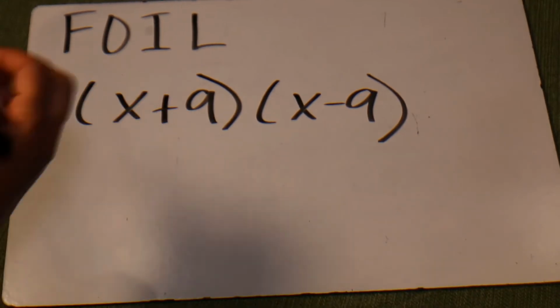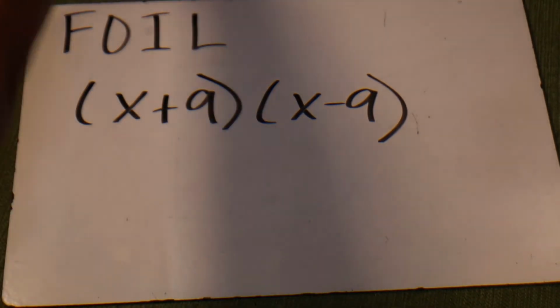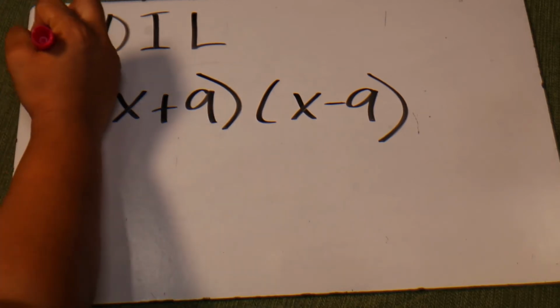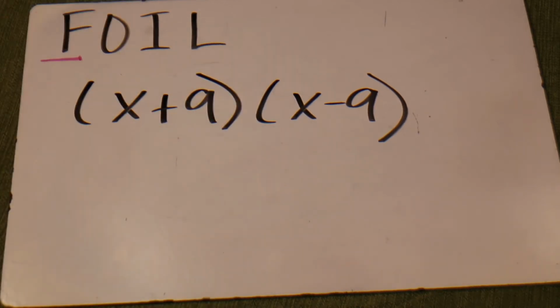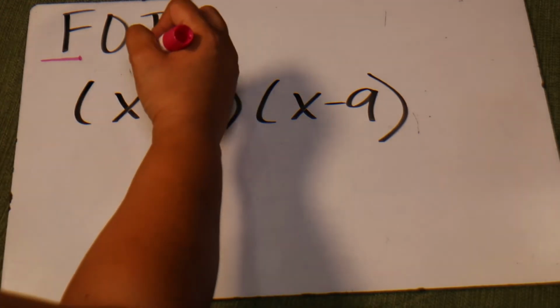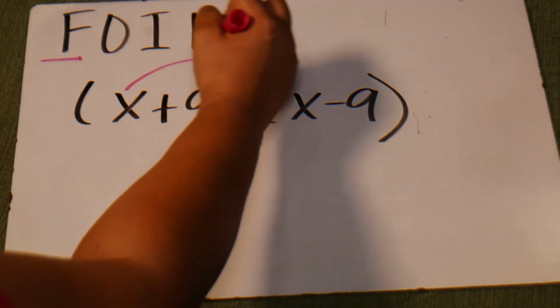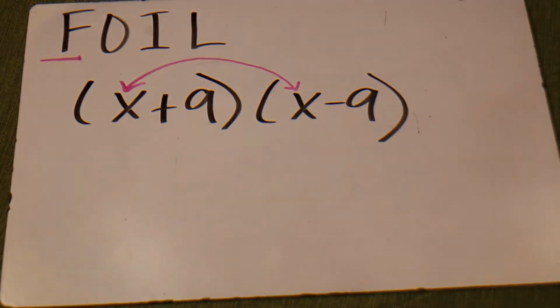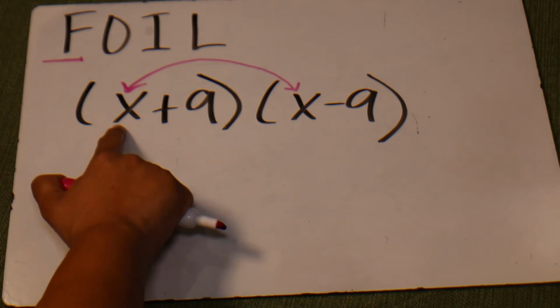So the first thing we do, let me grab my color pens. We are going to do the first step, and we're going to underline the F, and we're going to process the first letter. The F stands for first. So we're going to multiply the first two terms of each expression. Okay? So that will be x times x.